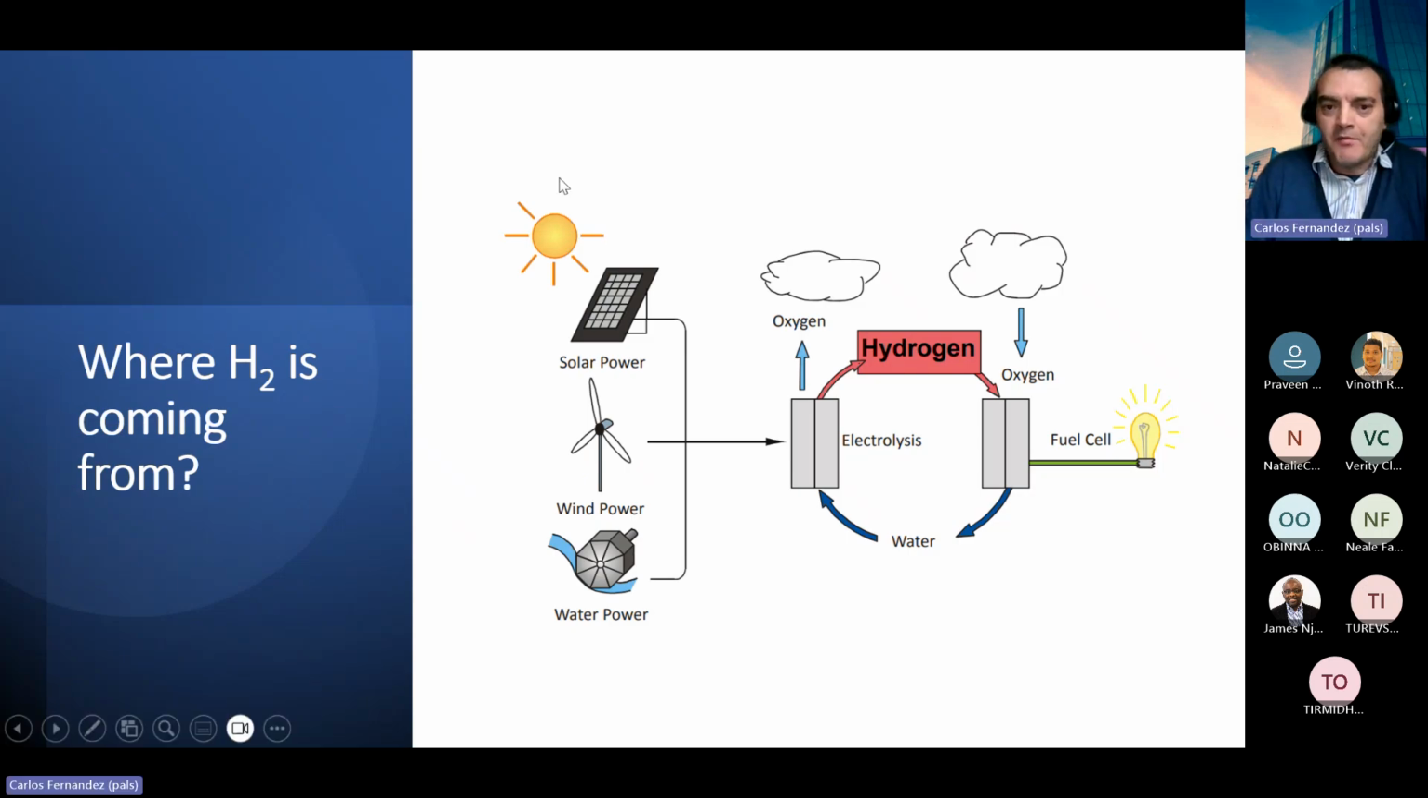So they are quite interesting properties. And where is it also coming from? It's coming from, for example, solar panels, solar power, wind power, or water power. We need that to start the electrolysis system of water, creating hydrogen, as I mentioned there, and water, and producing electricity or energy to generate fuel cells. So that's the key aspect.